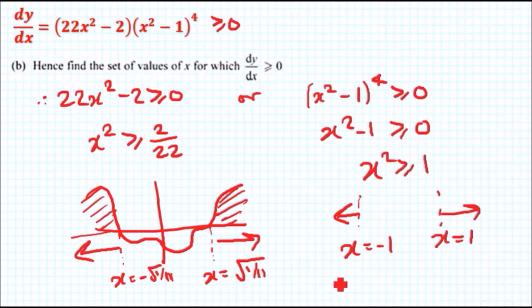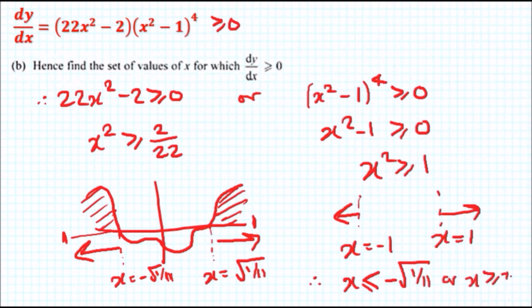So therefore we can say the final range of solution, because remember minus 1 is somewhere here and plus 1 is somewhere here, is going to be x, hold on, let me try and make it in a neater way. Therefore we can say x takes values less than or equal to minus the square root of 1 over 11, or x takes values greater than or equal to positive root 1 over 11. And that's it. Now let's move on to the final part.